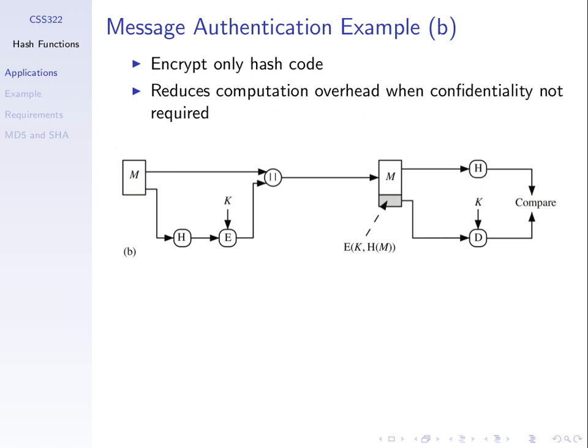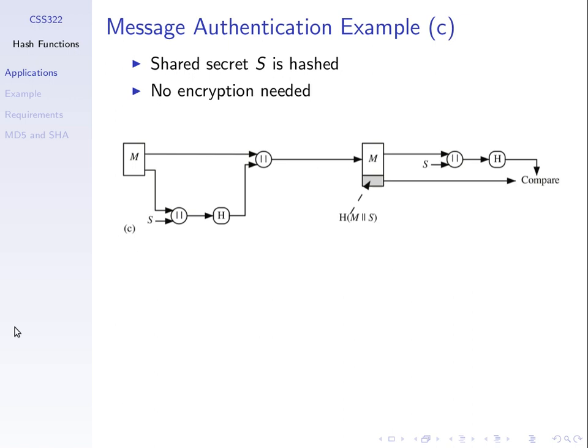Do you have any more examples? Here's one. So the previous example showed the requirement for the collision-free property. The hash function of two different messages should give two different hash values. We don't want collisions. Here's a different example.